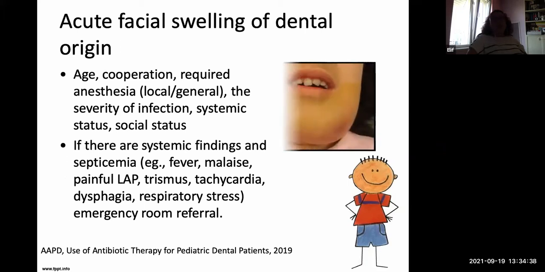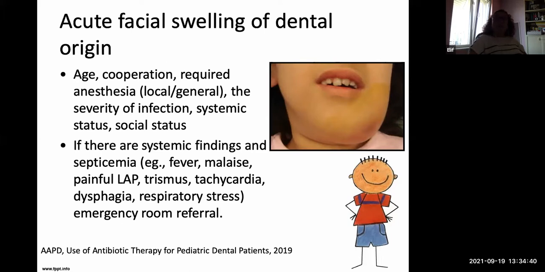Sometimes we see acute facial swelling of dental origin, and in these patients, we consider the patient's age, cooperation, and required anesthesia, for instance, local or general anesthesia. The severity of infection, such as fever, malaise, painful lymphadenopathy, and trismus, matters, and emergency room referral might be needed in these patients.